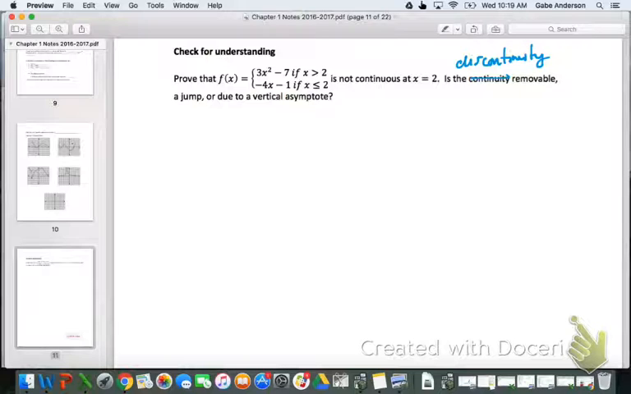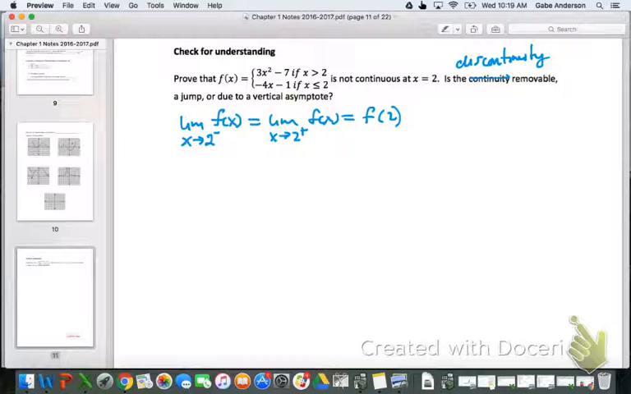Is it removable, a jump, or is it due to a vertical asymptote? So if you remember from earlier in our video, if we're trying to work with continuity or prove discontinuity or prove continuity, whatever it might be, we're going to start off with that basic framework of the limit as x approaches something, in this case 2, from the left of our function equals the limit as x approaches 2 from the right of our function is equal to f of 2.